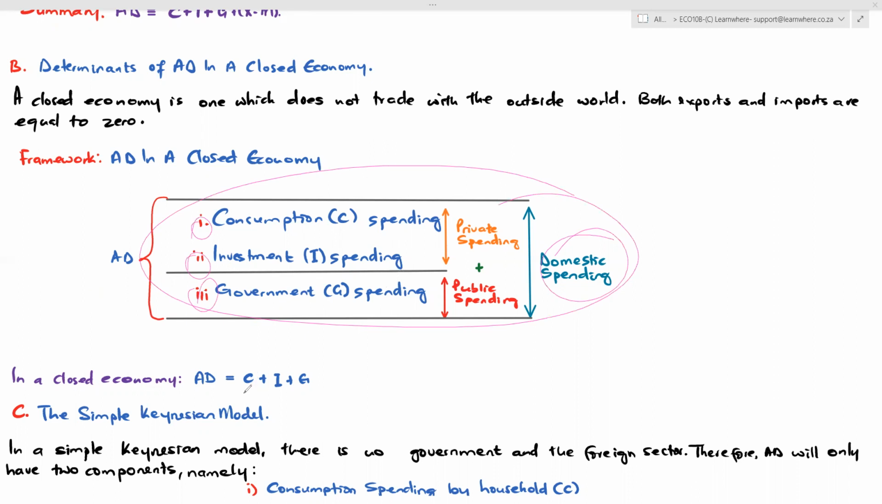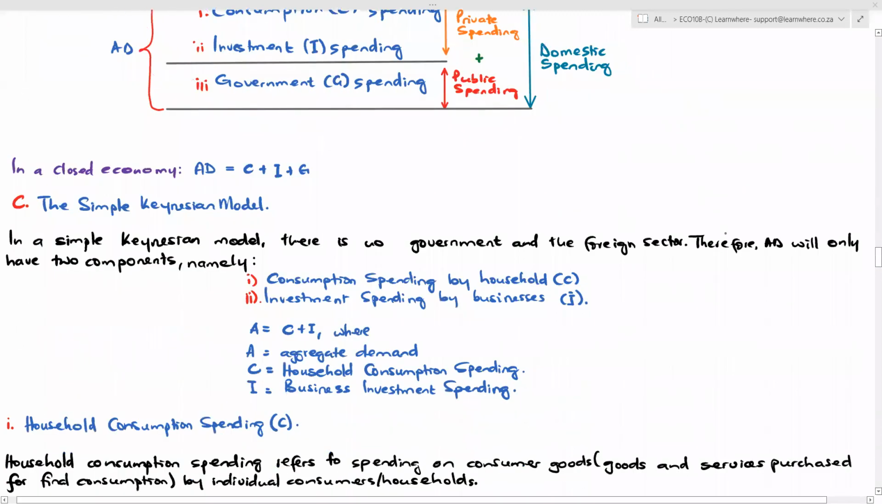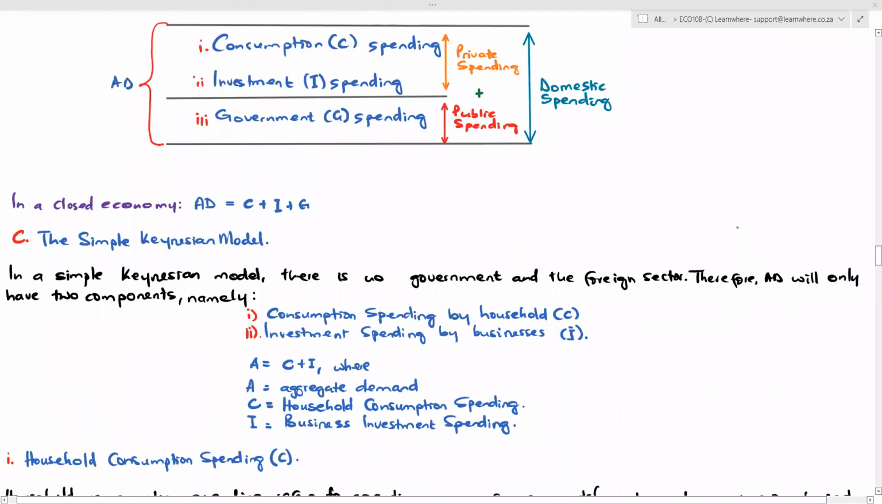As a result, in a closed economy, aggregate demand is equal to consumption spending plus investment spending plus government spending. Okay, so we are first of all going to look at the Keynesian model in a closed economy. In other words, we're going to look at what is known as the simple Keynesian model. So in addition to studying a closed economy, we are first of all going to look at this simple Keynesian model of aggregate demand.